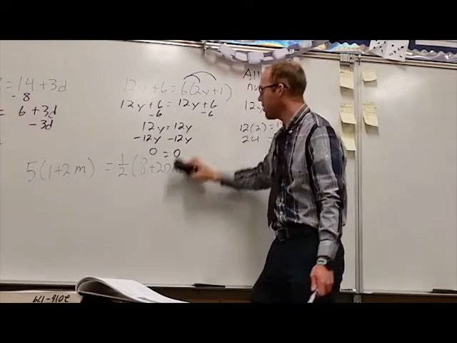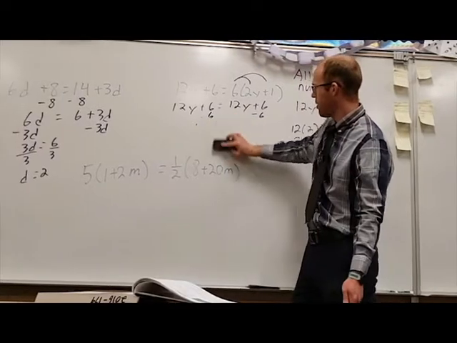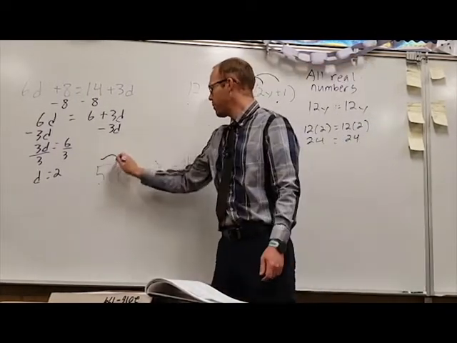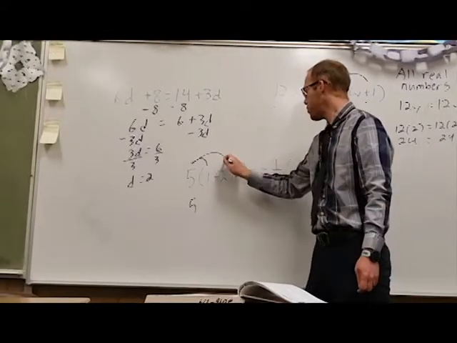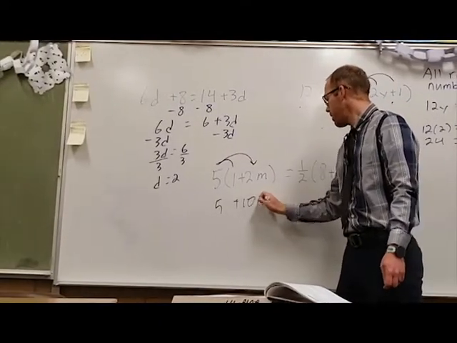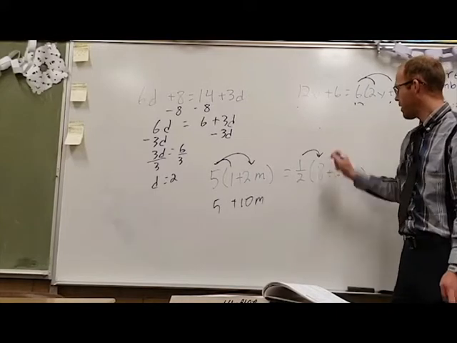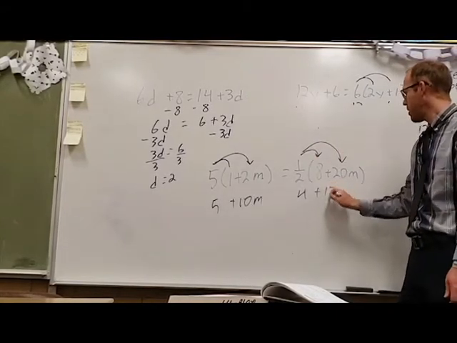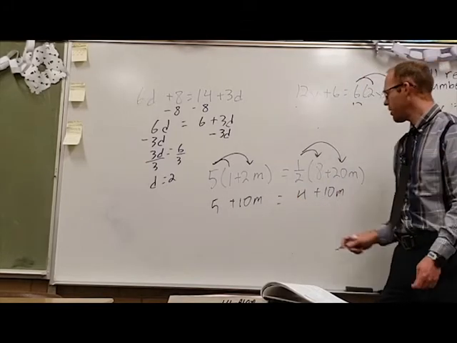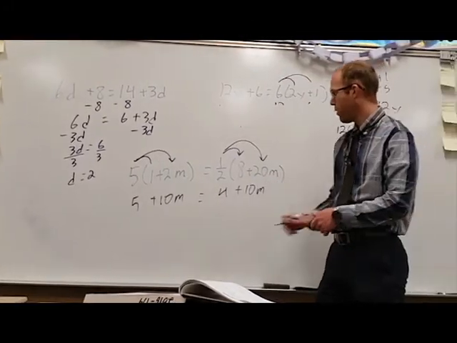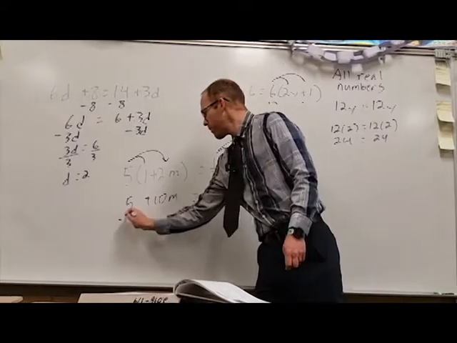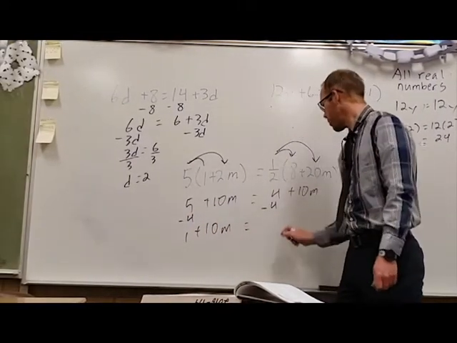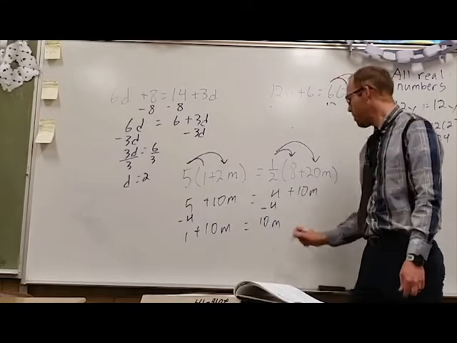All right, let's take a look at the last one, and something different is going to happen with this one as well. So we've got to distribute. 5 times 1 is 5. 5 times 2m is 10m. And then 1/2 times 8 is 4. 1/2 times 20m ends up being 10m. All right, let's get our like terms together. So I'm going to subtract the 4 from this side. And we get 1 plus 10m equals 10m.